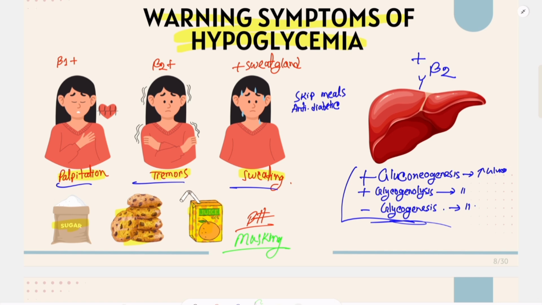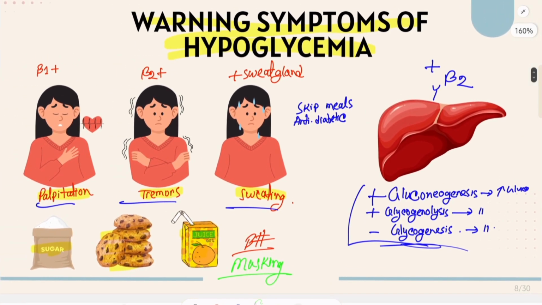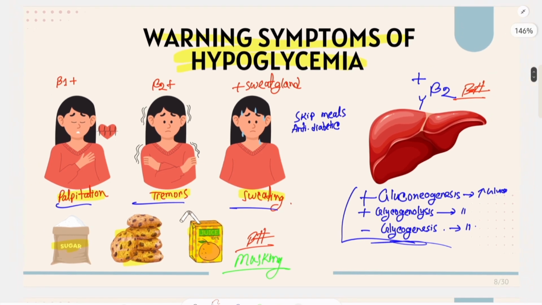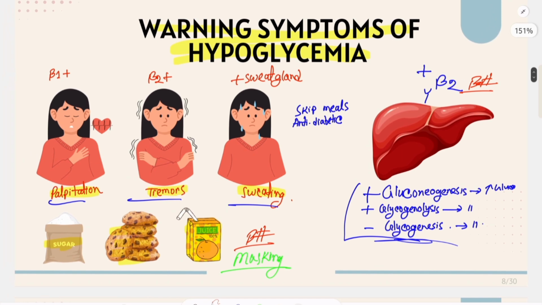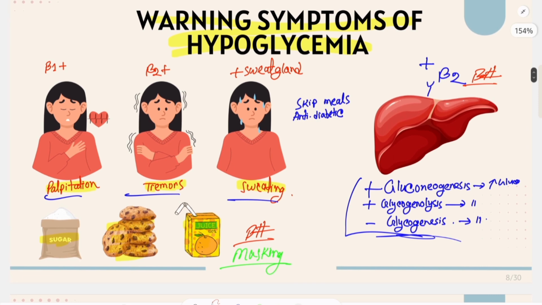Now, the second thing is, if a person does not take sugar, the liver will reverse the hypoglycemia, but we have blocked it by the beta blocker. That means even reversal cannot happen. So there is a high chance that the person can go into a coma. So beta blockers are contraindicated in patients with diabetes.